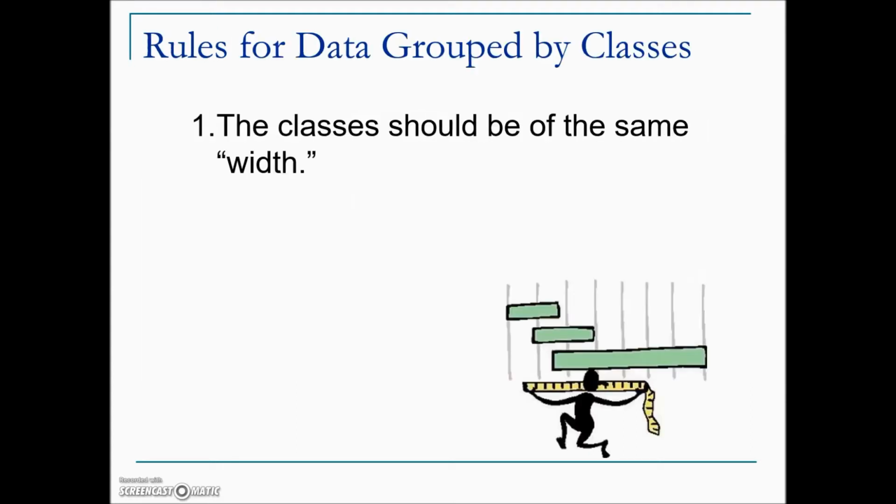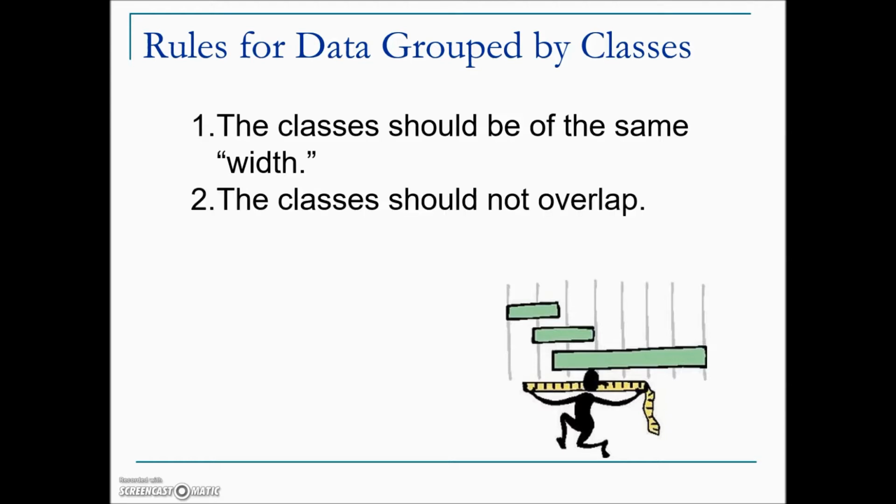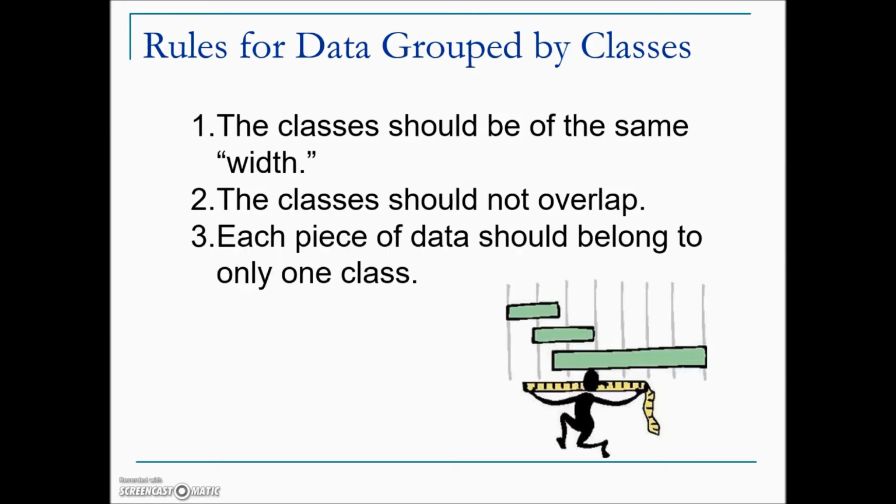There's a couple rules that we need to keep in mind when working with frequency distributions. The first is that each of the classes should be the same width. The classes should not overlap. If you end with an interval at 9, you do not start the next interval with 9, because which of the classes would you put the value of 9? Third, each piece of the data should belong to only one class. So if you follow Rule 2, Rule 3 really isn't necessary.